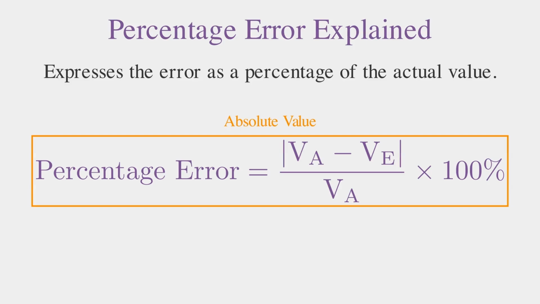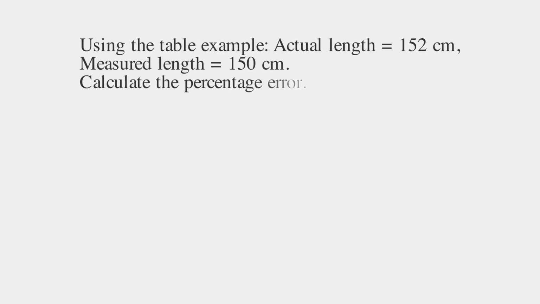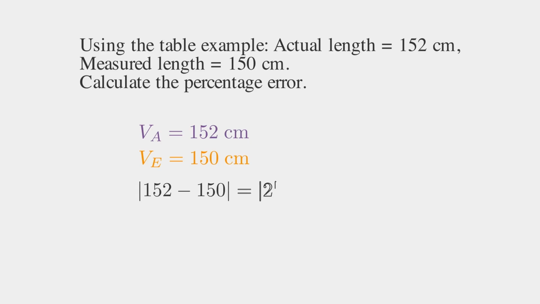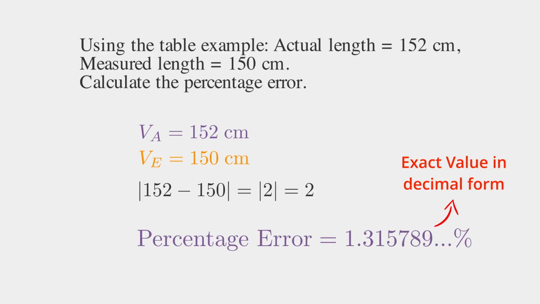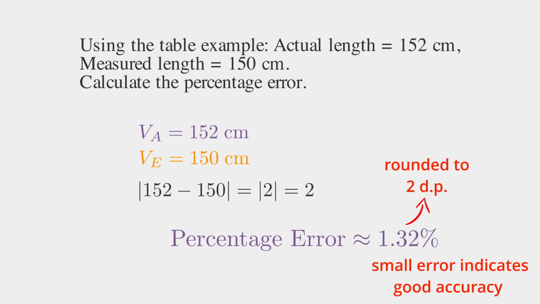Let's apply this formula. Using the same table example from before, the actual length was 152 centimeters and the measured length was 150 centimeters. Now here we have to calculate the percentage of error. We know that the actual value was 152 and the estimated value is 150. So this means that the absolute value of the difference becomes 2. And now we're going to have 2 over the actual value, which is 152, times 100%. Now this gives us approximately 1.32% to 2 decimal places. A relatively small percentage of error indicates good accuracy.